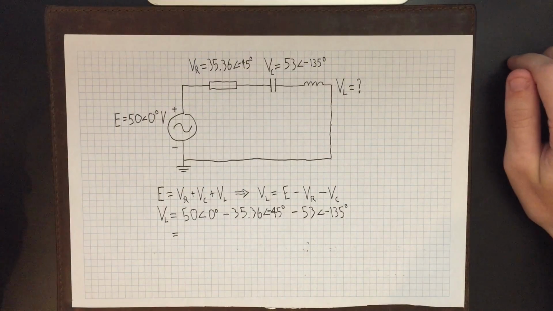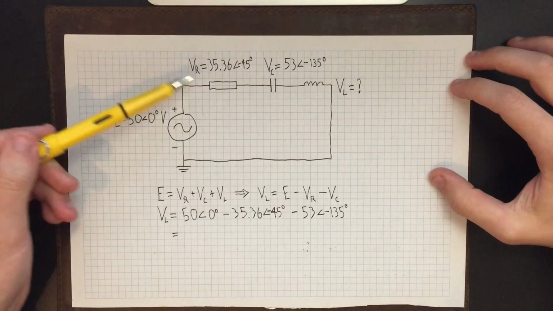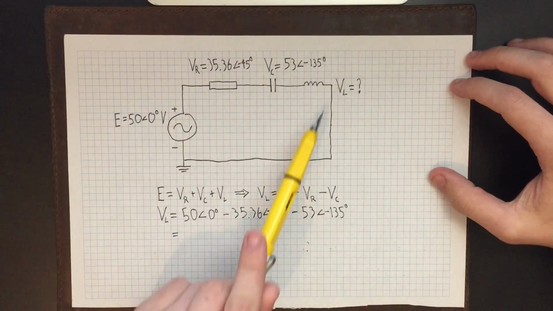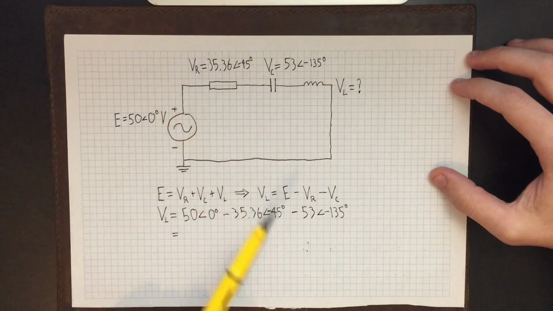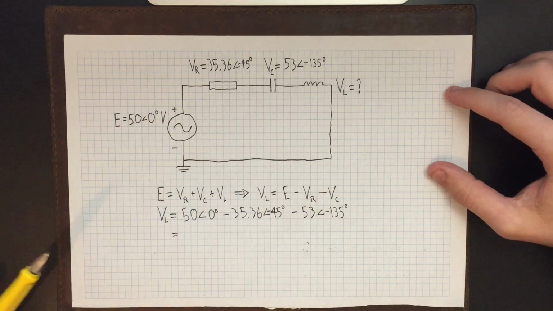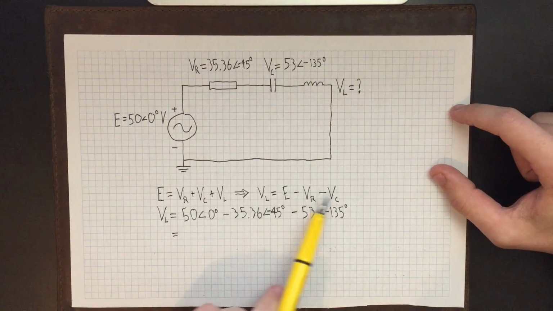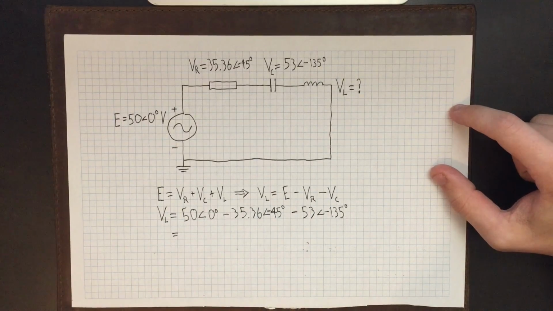Now here we have our AC circuit and we have our source voltage, a resistor, a capacitor and an inductor. We have our resistor voltage and our capacitor voltage, and we want to find the inductor voltage. So using Kirchhoff's voltage law, we can rearrange it to find the inductor voltage.